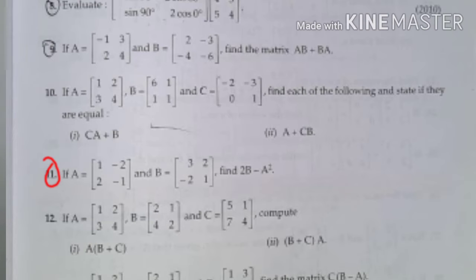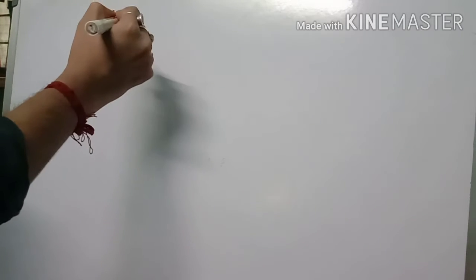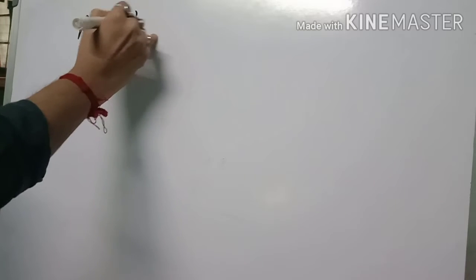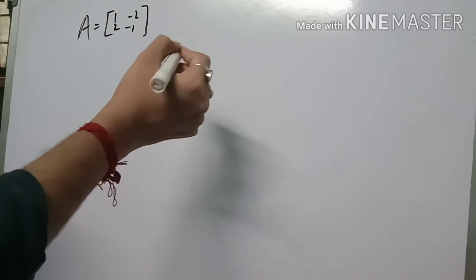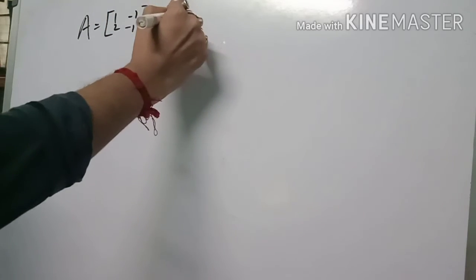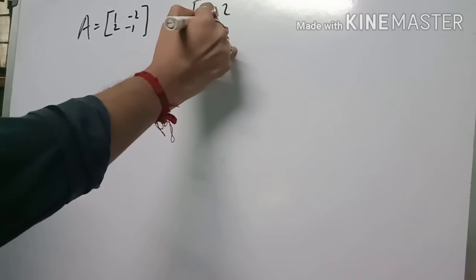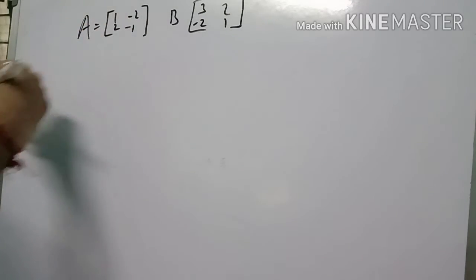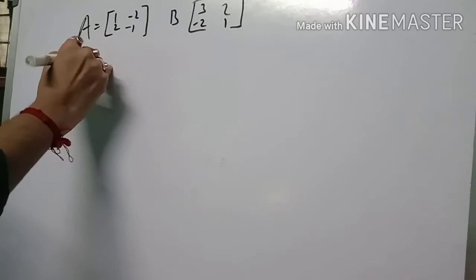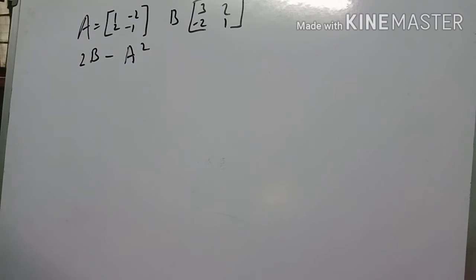The next sum. The question is given that A is equal to 1 minus 2 2 1. A matrix is equal to 1 minus 2 2 minus 1. Okay, fine. And B is equal to 3 2 minus 2 1. Fine. And we need to find 2B minus A square. 2B minus A square. Interesting.